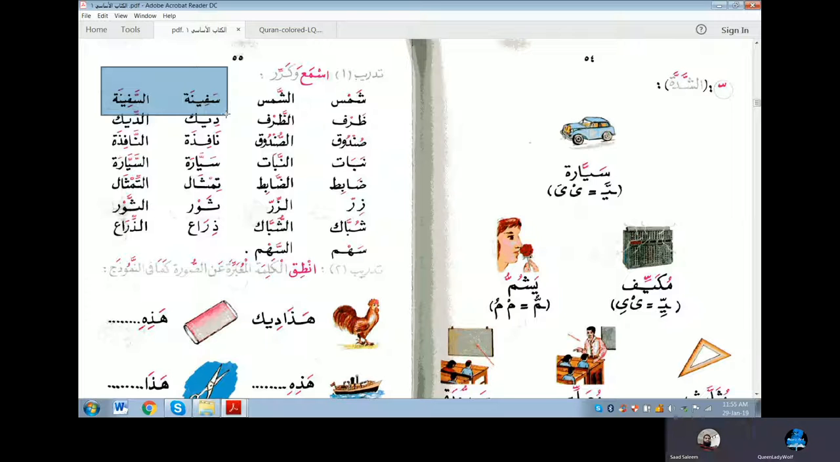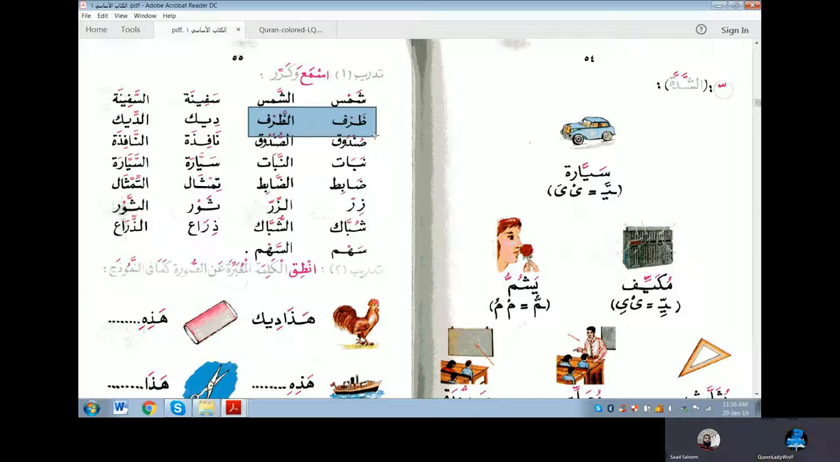Safinatun means a ship. Safinatun is a ship, and Assafinatu is the ship.